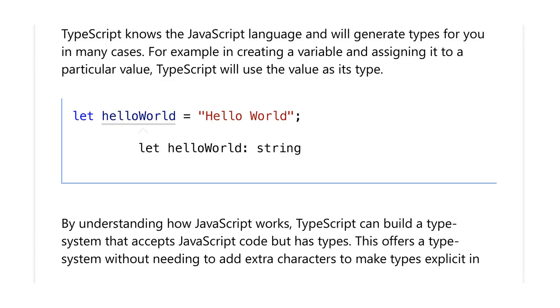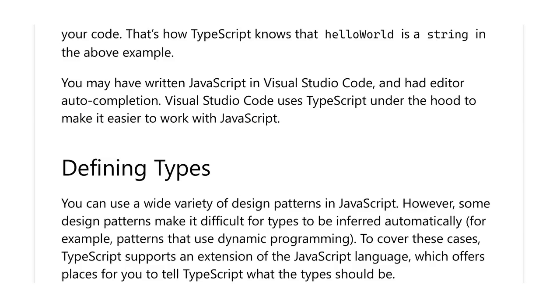Types by inference. TypeScript knows the JavaScript language and will generate types for you in many cases. For example, in creating a variable and assigning it to a particular value, TypeScript will use the value as its type. let helloWorld = "Hello World"; let helloWorld: string. By understanding how JavaScript works, TypeScript can build a type system that accepts JavaScript code but has types. This offers a type system without needing to add extra characters to make types explicit in your code. That's how TypeScript knows that helloWorld is a string in the above example.